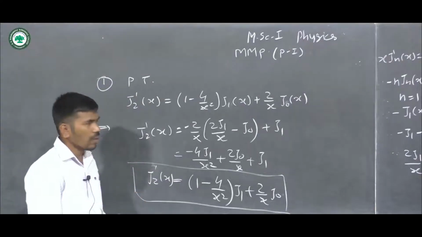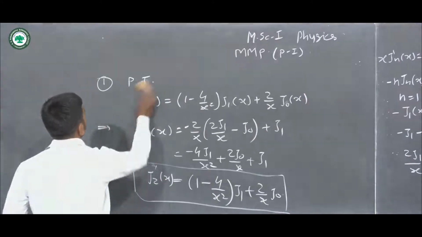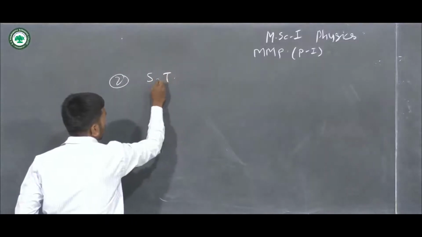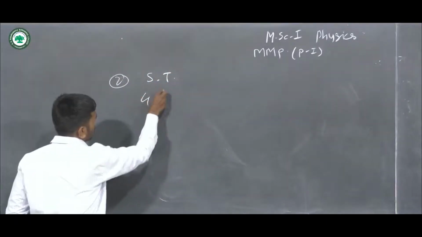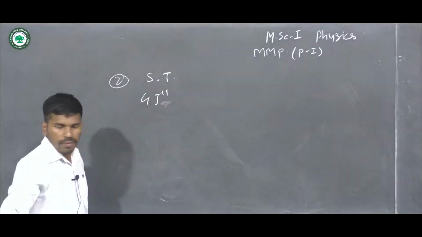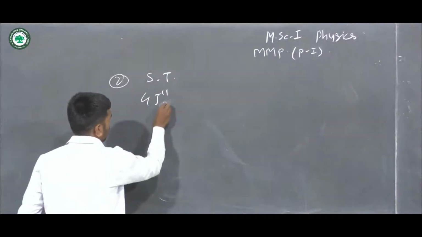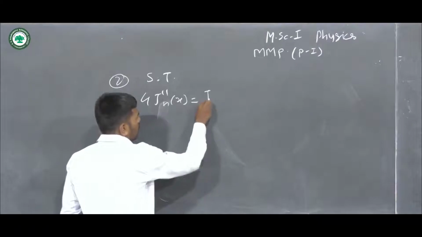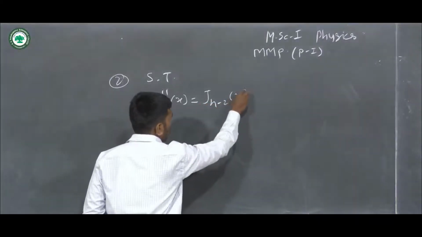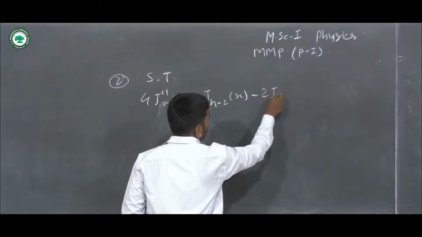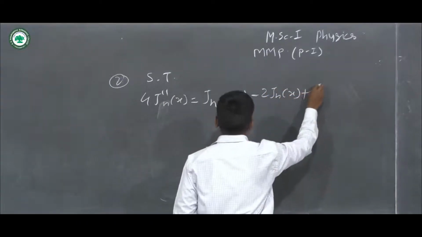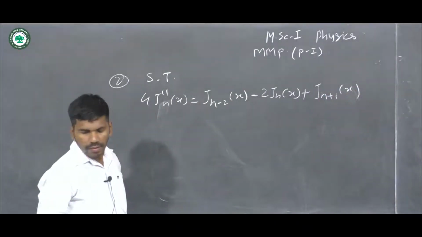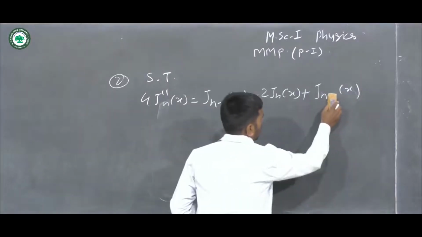Okay, now let's discuss the second example using the recurrence relations, so that 4J double prime n is equal to J n minus 2 function of x minus 2 J n x plus J n plus 2 function of x. Okay, so here is a 2.